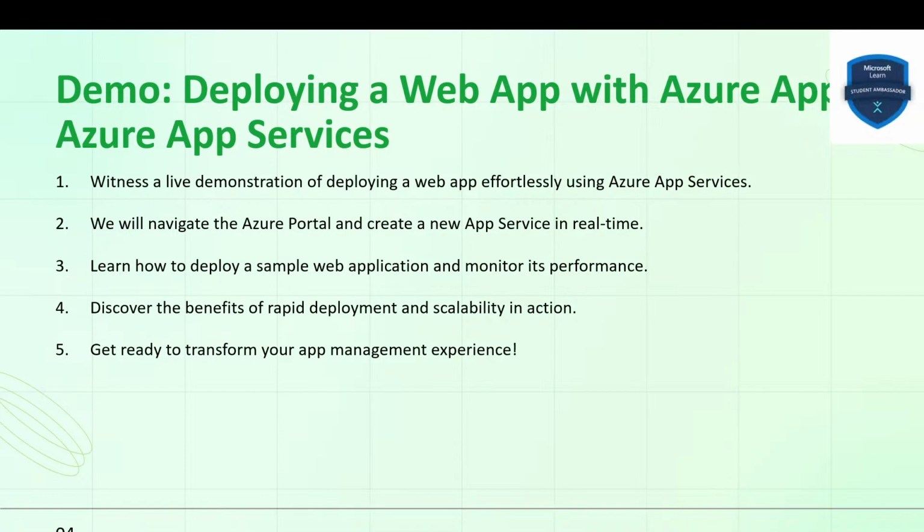Monitoring and managing your app. For monitoring, use the monitoring section in the Azure portal to view metrics, logs, and set up alerts. For scaling, adjust the scaling settings to handle more traffic by changing the app service plan tier or enabling auto scaling. In configuration, update application settings, connection strings, and other configurations under the configuration section.